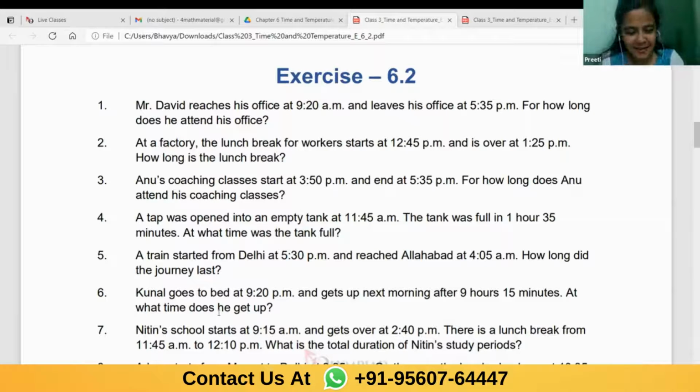Nitin's school starts at 9:15 AM and gets over at 2:40 PM. There is a lunch break also, from 11:45 AM to 12:10 PM. So you have to exclude the lunch break and calculate the total duration of Nitin's study periods. We are on question number 7. Ma'am, 10:15, 11:15, 12:15.